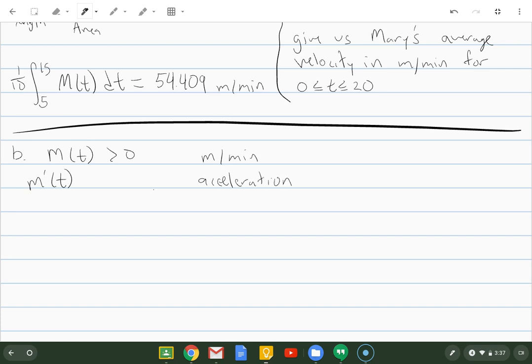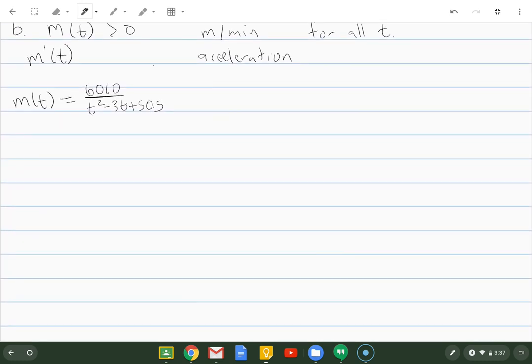Okay, so we know that m of t is greater than 0 for all t. Okay, so we need to find m prime of t. So we know that m of t equals 6,010 over t squared minus 3t plus 50.5. So what we're going to do is take the derivative and find m prime of t. I'm just going to write m for now, and rewrite it to make it a little bit easier: 6,010 times t squared minus 3t plus 50.5 to the negative first.